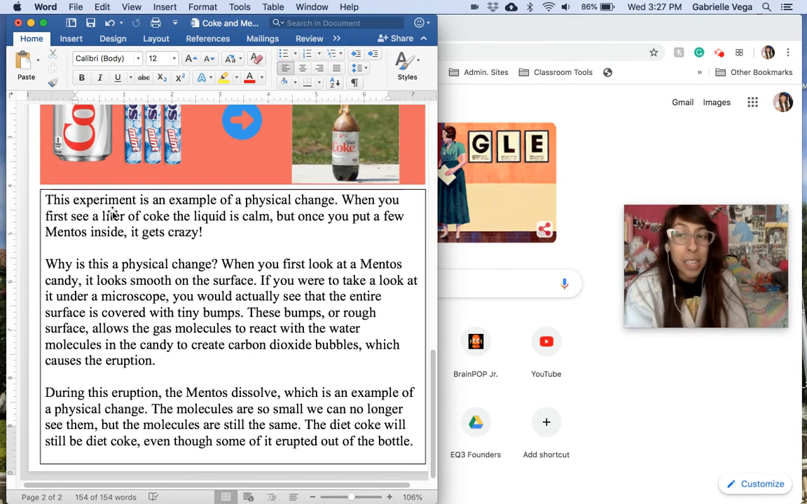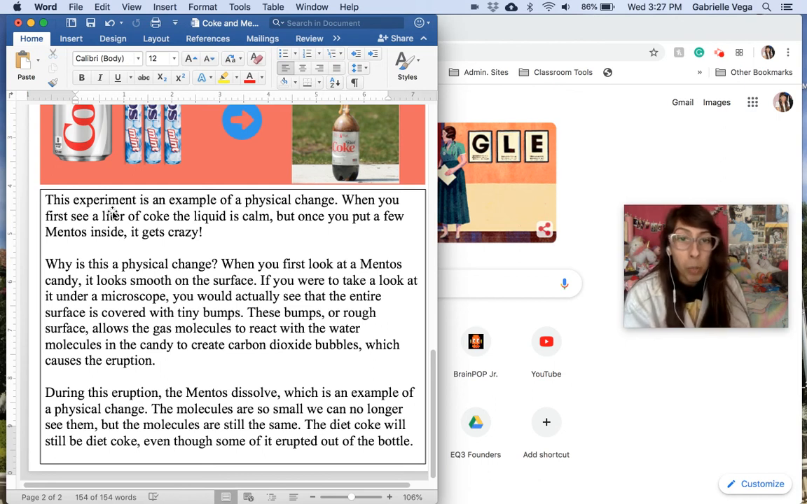This experiment is an example of a physical change. When you first see a liter of Coke, the liquid is calm. But once you put a few Mentos inside, it gets crazy. Why is this a physical change? When you first look at the Mentos candy, it looks smooth on the surface. But if you were able to take a look at it under a microscope, you would actually see that the entire surface is covered with tiny bumps. These bumps, or rough surface, allow the gas molecules to react with the water in the candy to create carbon dioxide bubbles, which causes the eruption.